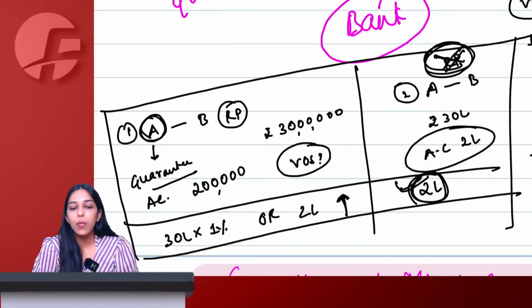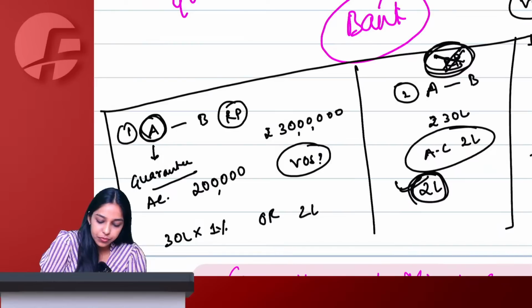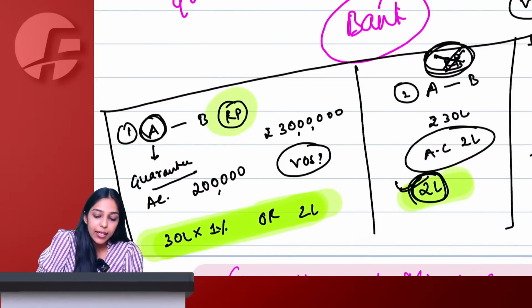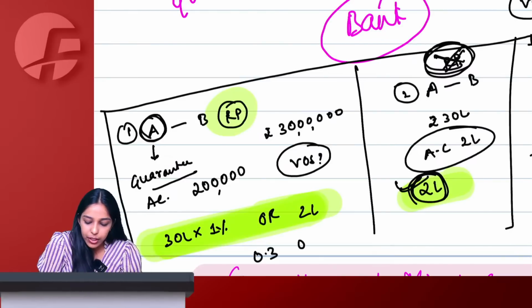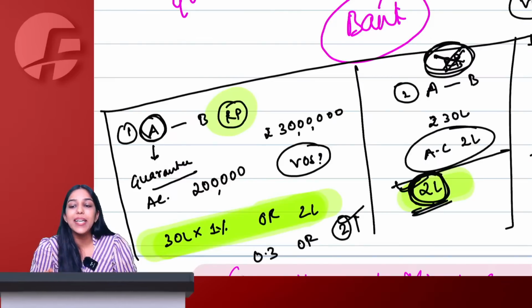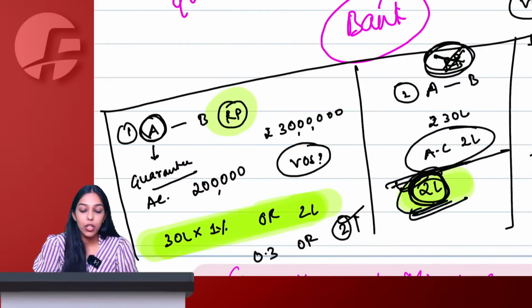Makes sense to everyone? If they are related, then whatever is higher. If they are related, then you have to always see 30 lakh into 1%, 0.3 lakh or 2 lakh, whichever is higher. So 2 lakh only becomes my value of supply. Whereas here I will say 2 lakh. I do not have to compare anything. And this automatically becomes my value of supply.